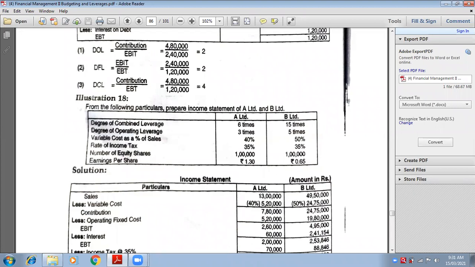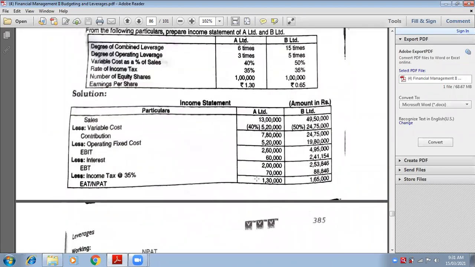The degree of operating leverage is also given. The variable cost as a percentage of sales is 40% in case of A Limited and 50% in case of B Limited. The rate of income tax is 35%, the same for both. The number of equity shares is 1 lakh for both, and earning per share is rupees 1.30 and rupees 0.65 for A Limited and B Limited respectively.